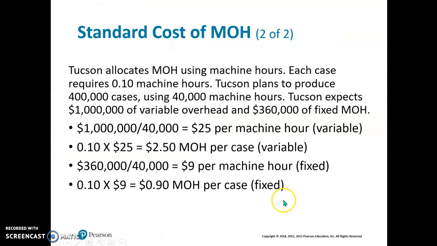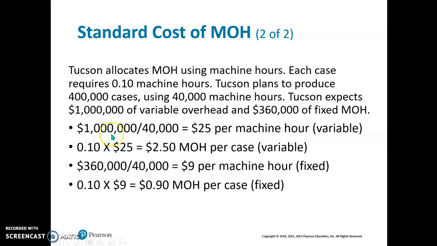So here are some standard costs of manufacturing overhead. Tucson allocates manufacturing overhead using machine hours. Each case requires 0.10 machine hours. Tucson plans to produce 400,000 cases using 40,000 machine hours. Tucson expects $1 million of variable overhead and $360,000 of fixed overhead. So that's your total right there.